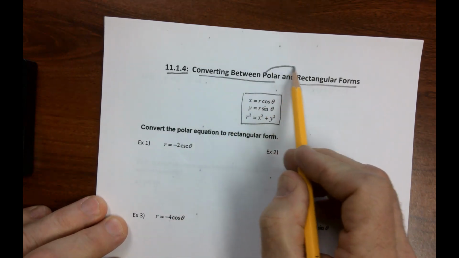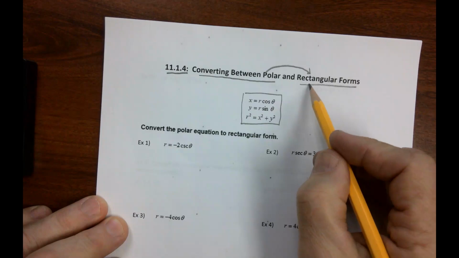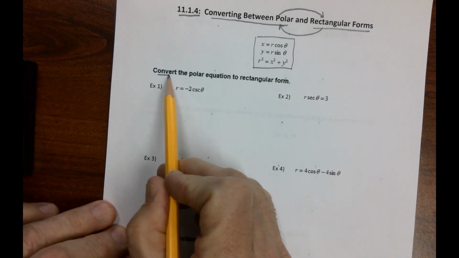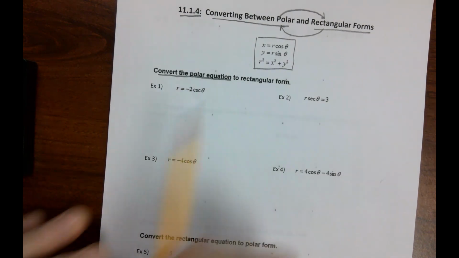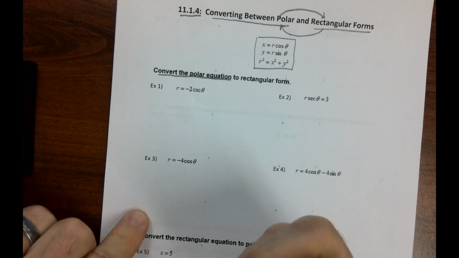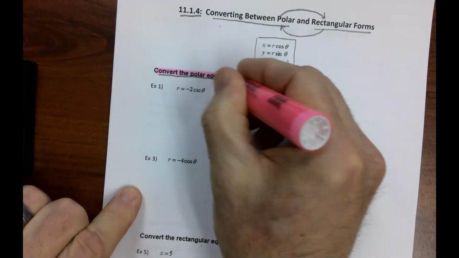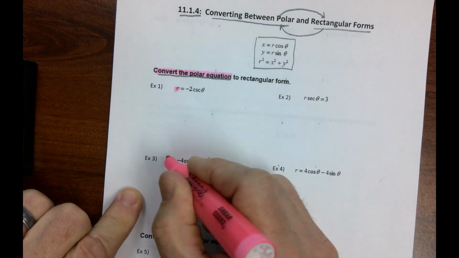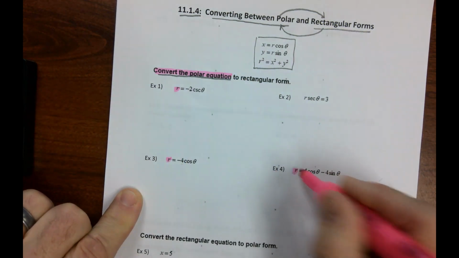Sometimes you're going to go from polar to rectangular. Sometimes you're going to go from rectangular to polar. Now let's actually take a look. It says convert the polar equation. Now I want to highlight something. They're already feeding you information. Notice this is R equals, R equals, R equals.